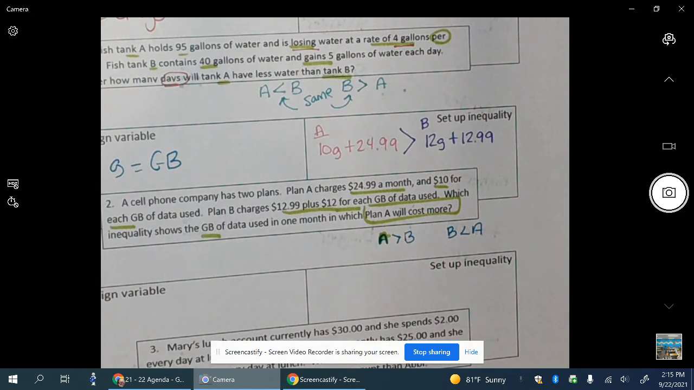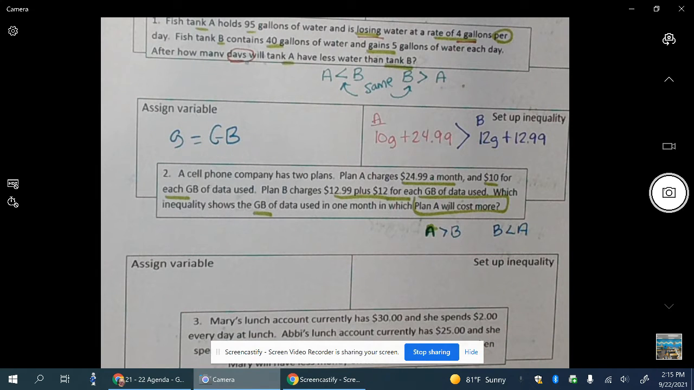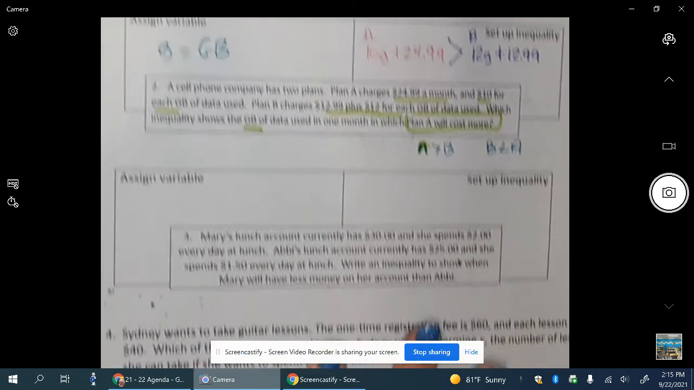So this is very much something in real life you're going to do when you're an adult and you have to pay your own bills. You're going to want to know when things are cheaper. Okay, so this is one of the main ways you'll use algebra in real life. All right, and number 3.